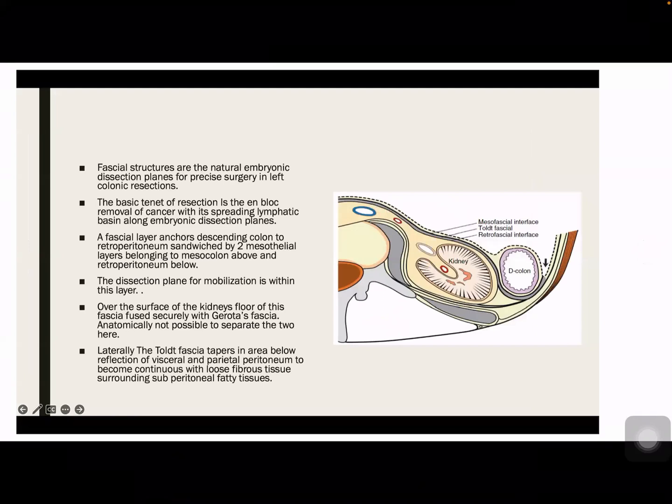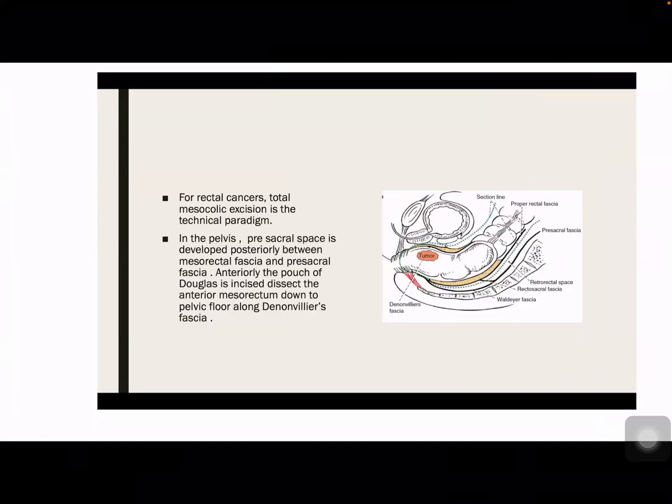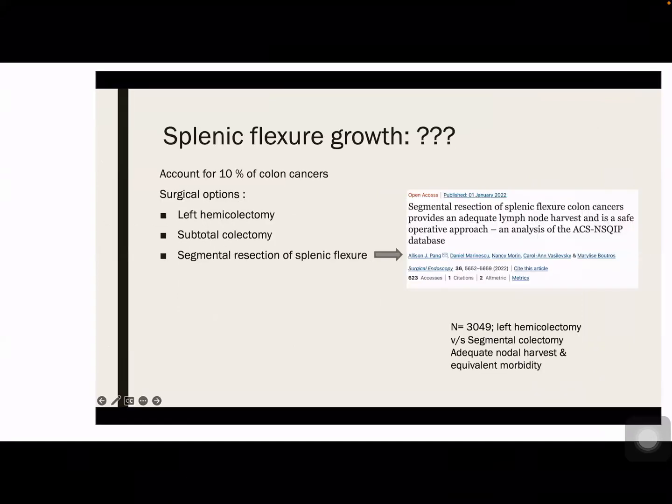So we all know about the fascial planes that we spoke about. We always try to go in the fascial planes, and we do our anatomy based on that. We very rarely follow structures. For rectal cancers, we follow the TME plane. The most important thing is the location of the tumor. So what should you do?